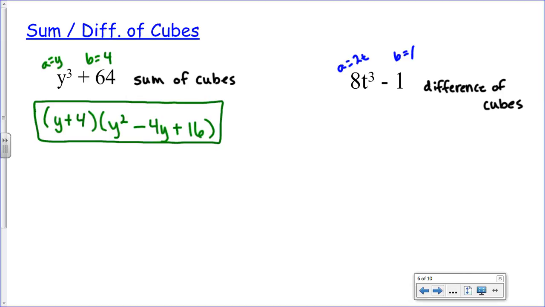Okay, so difference of cubes is now a minus b. So 2t minus 1. And then a squared. So what is 2t squared? 4t squared. Don't forget when you square 2t, you square the 2 and the t. Plus 2t times 1. 2t. Plus 1 squared. 1.